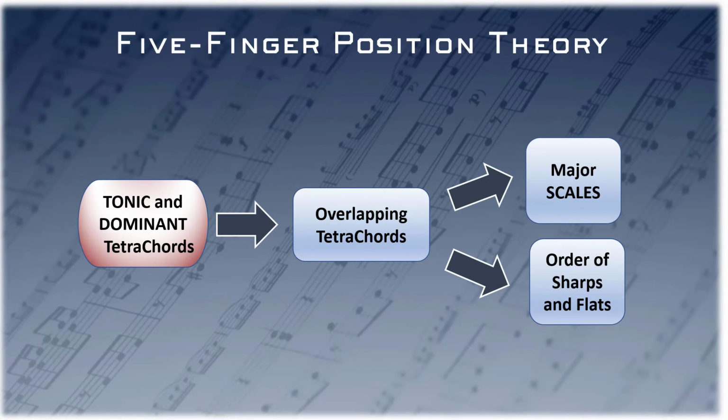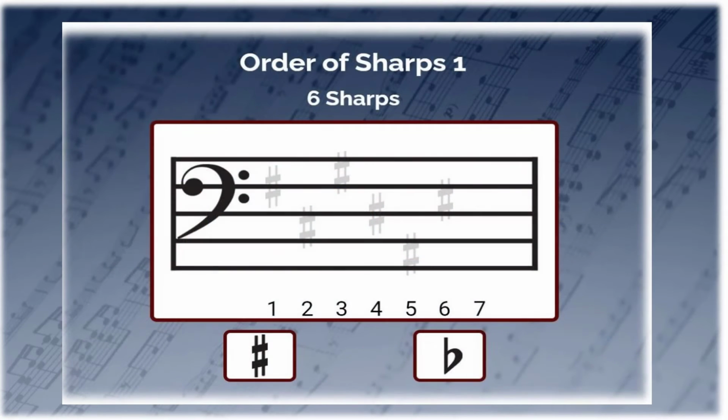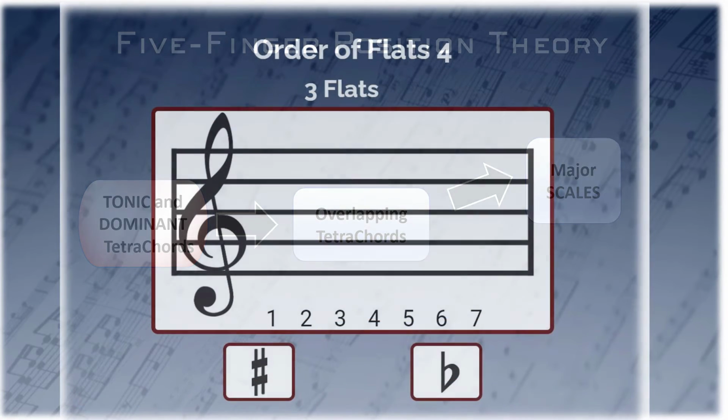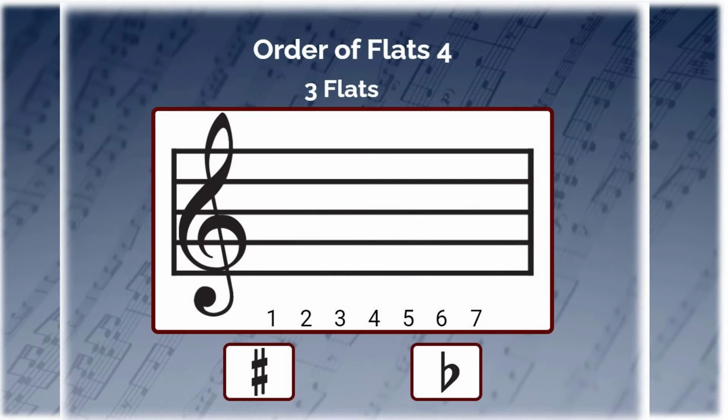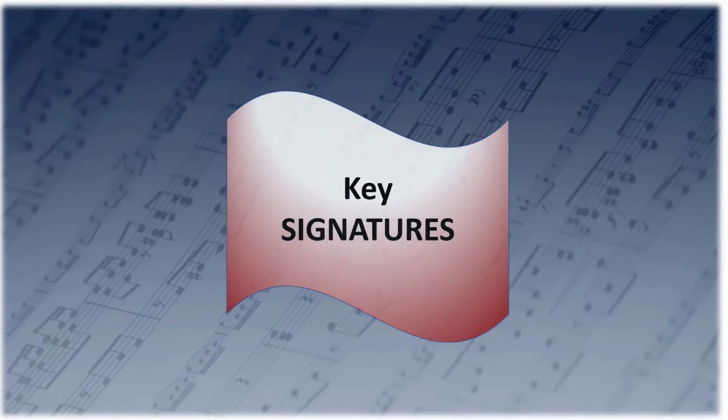Pianophonics offers 8 progressive decks for drilling the order of sharps or flats, deck 1 with shadow accidentals, and ending with deck 4 with no help. Overlapping tetrachords not only show the origin of scales, but also the origin of key signatures.